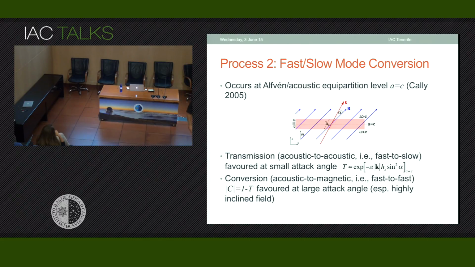So remember, as I said before, beta means nothing. What is important is where the Alfvén speed A is equal to the sound speed C, because that's where your magnetoacoustic waves can talk to each other.